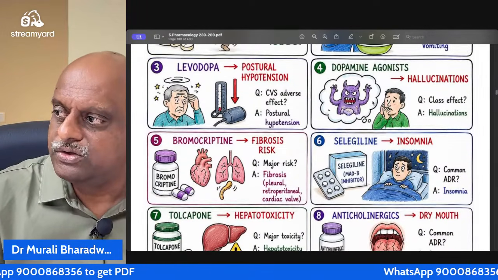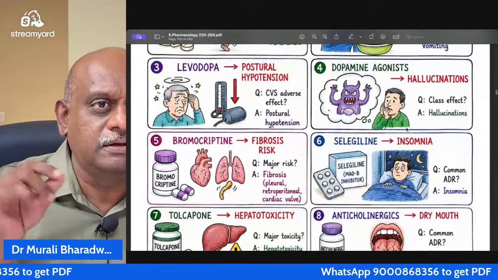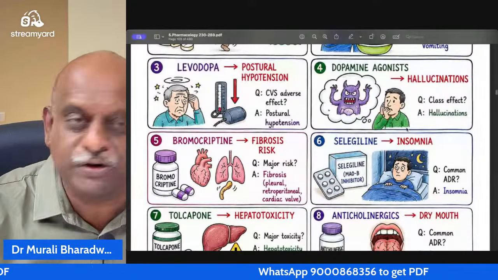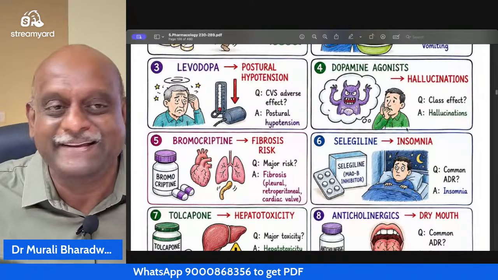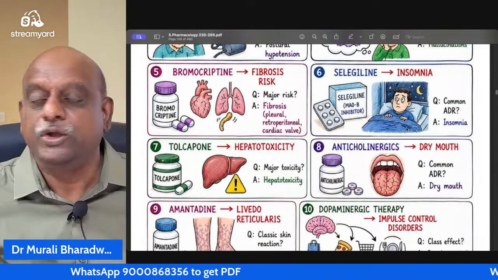Right? So we are almost putting comic pictures for you to remember in exam hall. Hallucinations, dopamine agonists, come on, remember. Right? You liked it?